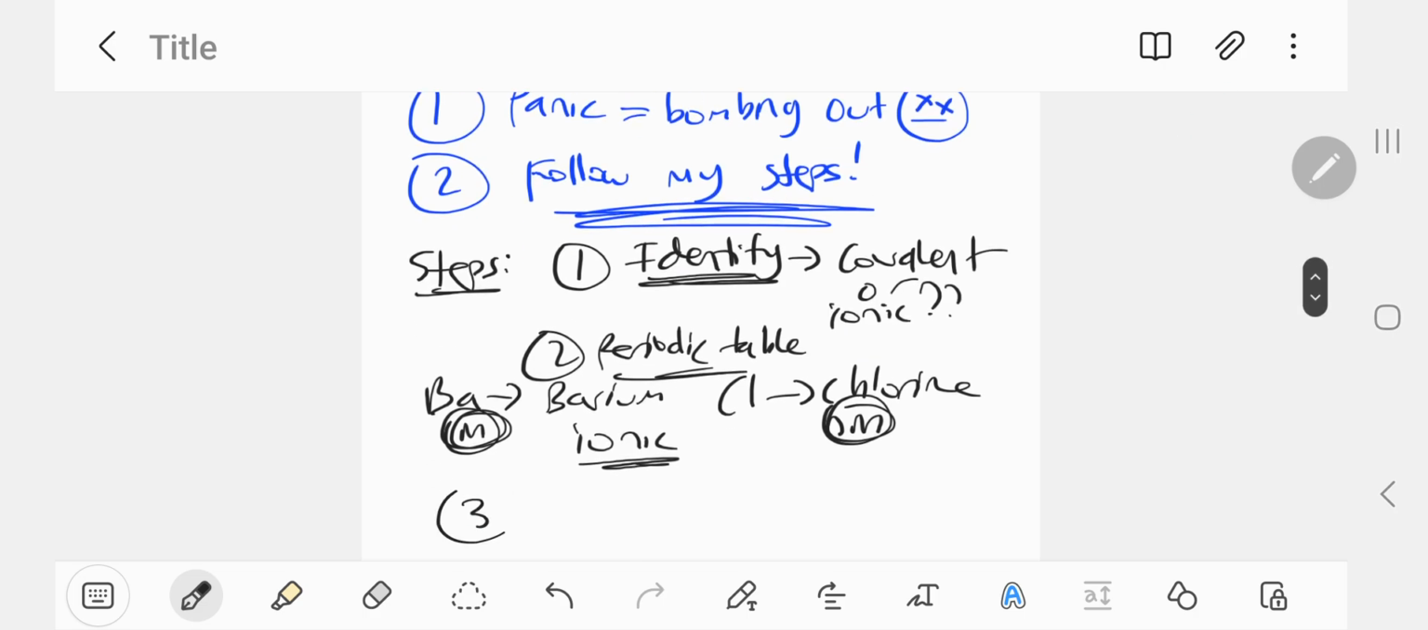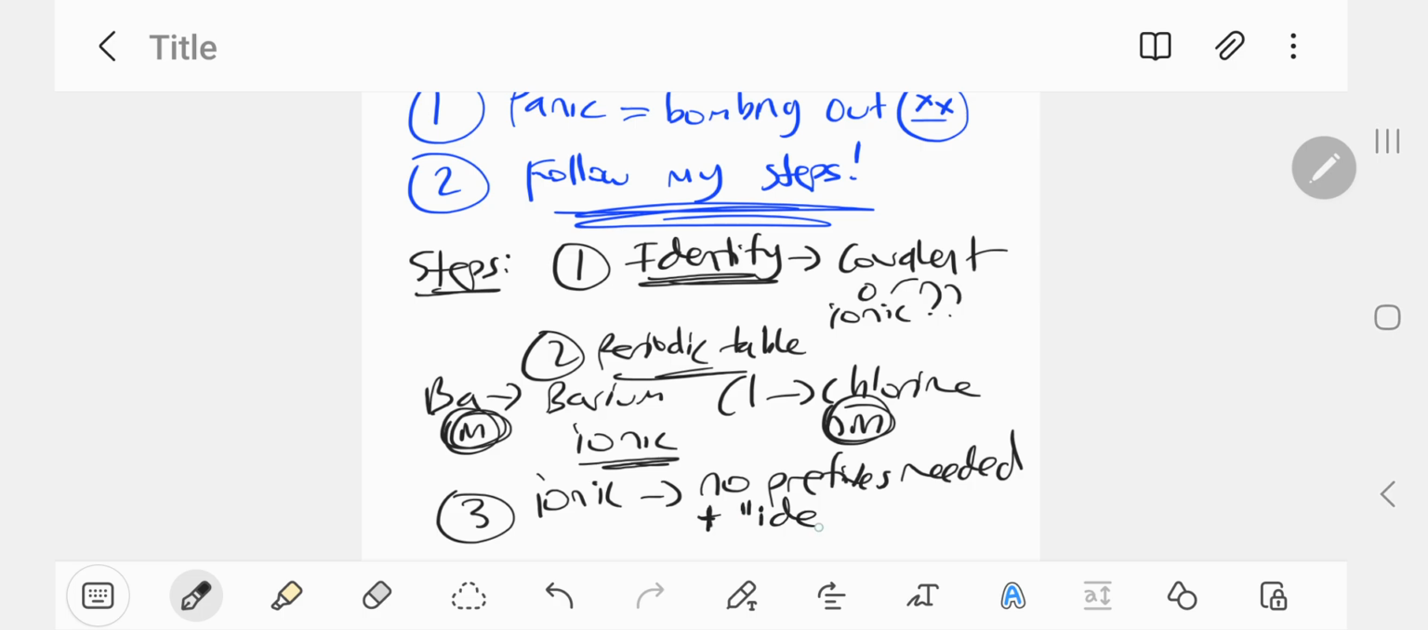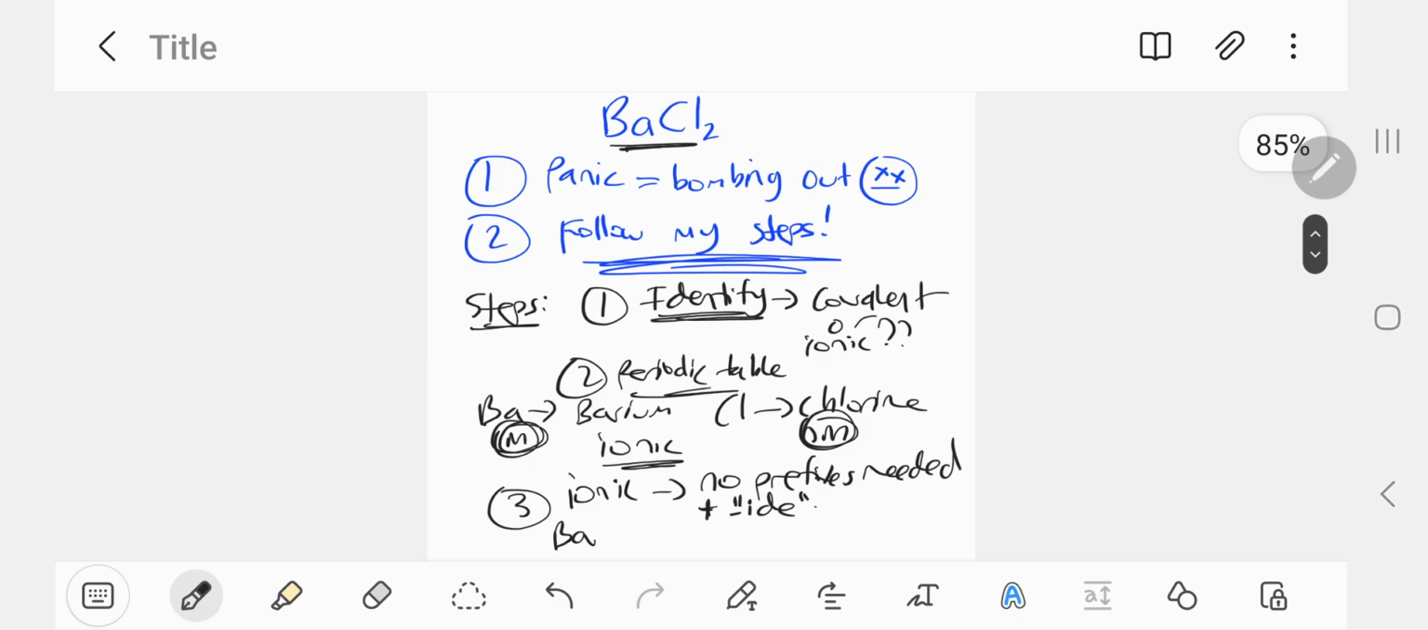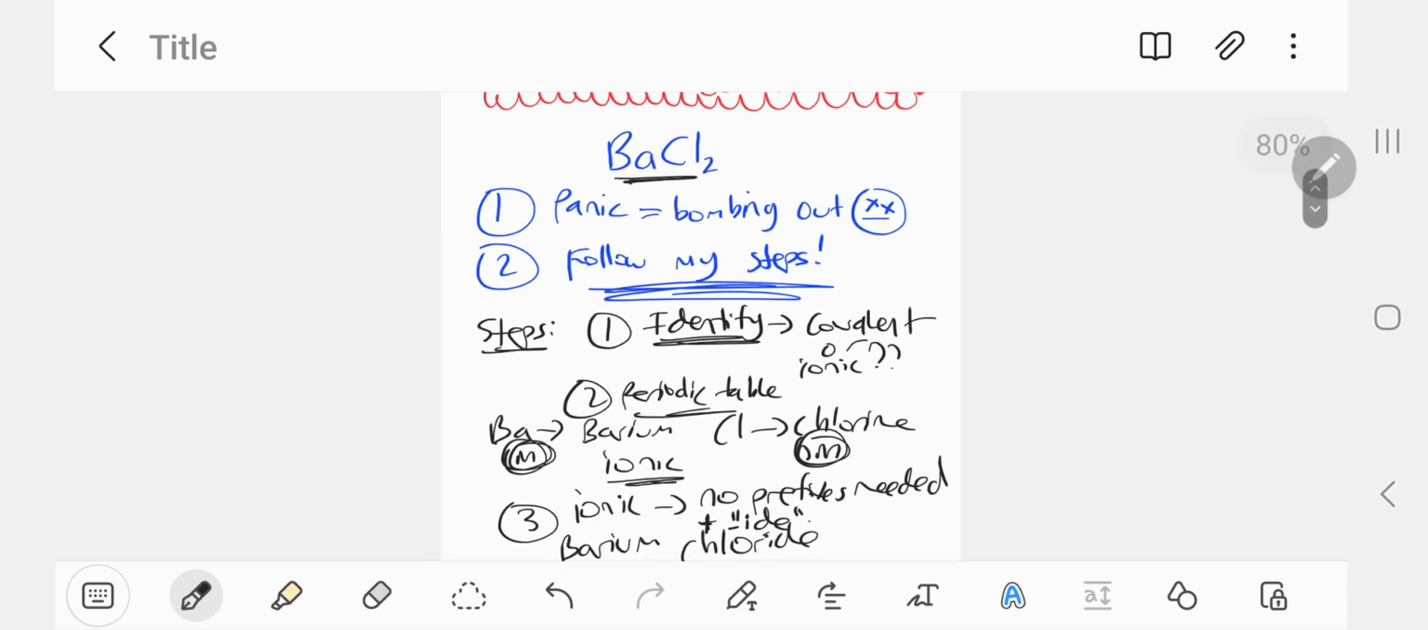Now with step 3, with ionic compounds, no prefixes are needed. And you always have an IDE ending. Now in this case it would be barium. So you write the name of the first element, which is barium, Ba, not chlorine, but chloride. You replace the INE with IDE. And that is how you name it.